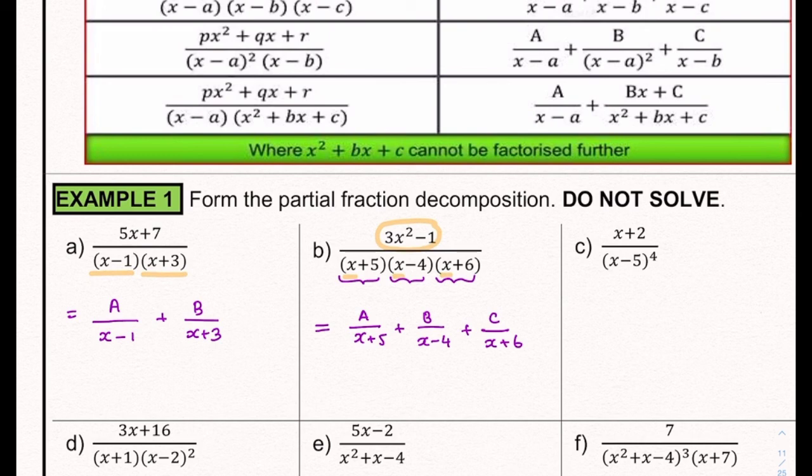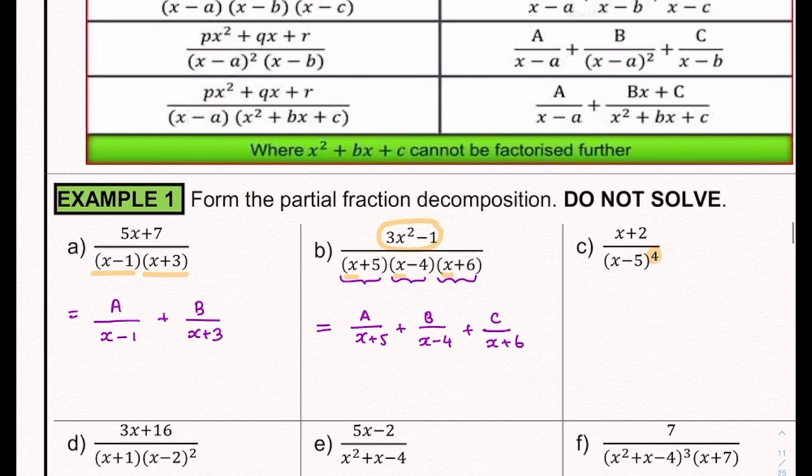And now let's take a look at the next one. So here, what you see here is I have a 4. So there's a multiplicity right here. Again, the power on the numerator is smaller than the power on the denominator, so I can work with them. So here what I'm going to have is the following.